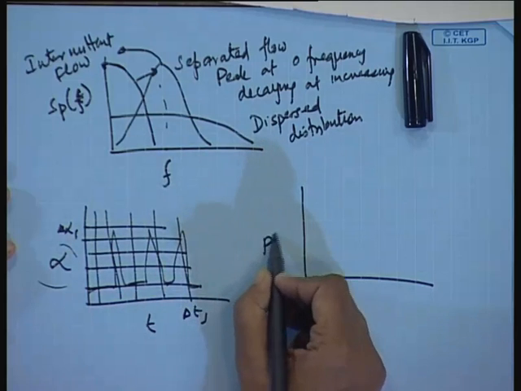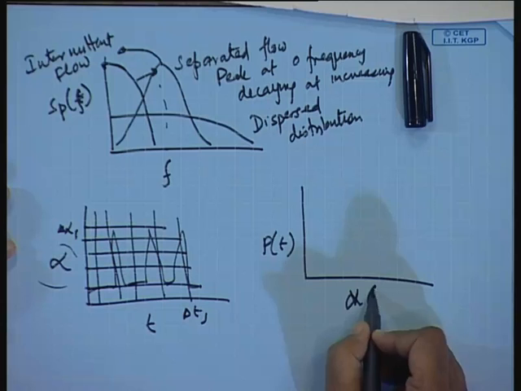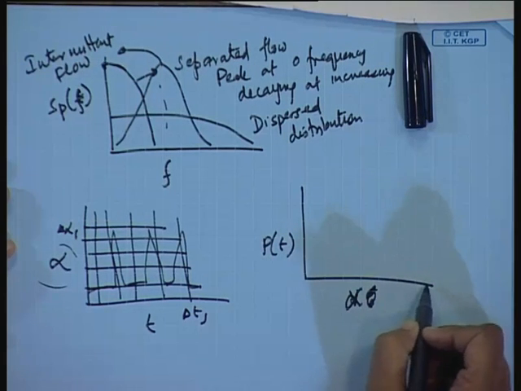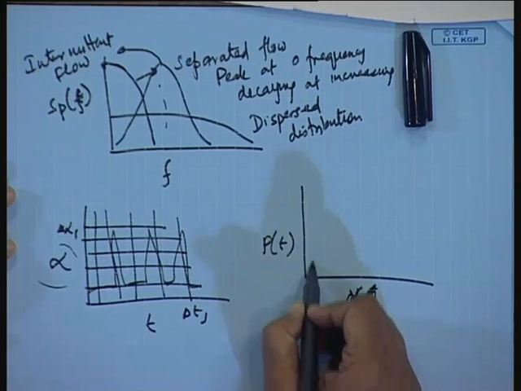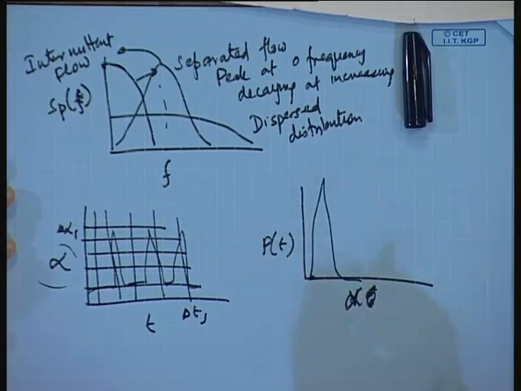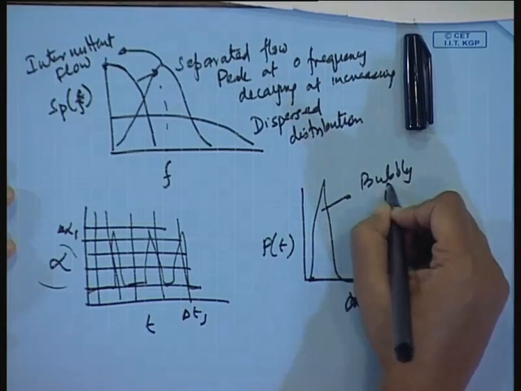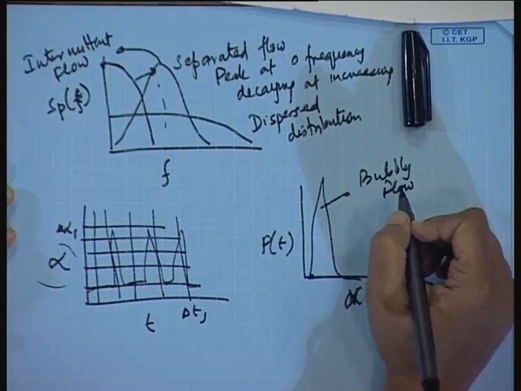So, if we plot this particular probability as a function of alpha, usually we use void fraction, then we find the probability will be high at low alpha when it is bubbly flow. You agree with me? So, therefore, we will get a peak something of this sort, which denotes your bubbly flow. Did you get this point, or do you want me to repeat this part? Is it clear to you?